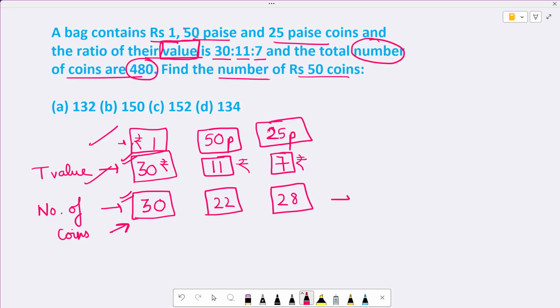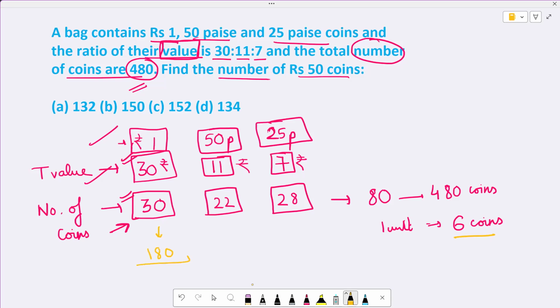Now the total number of coins that we get here is equal to 80, but the actual number of coins is 480. So 80 units is 480 coins, so we compare this, and how much will the value of 1 unit become? It will be equal to 6 coins. So in actuality, how many 1 rupee coins are there? Actually the 1 rupee coins are 6 multiplied by 30. So it will be 180.